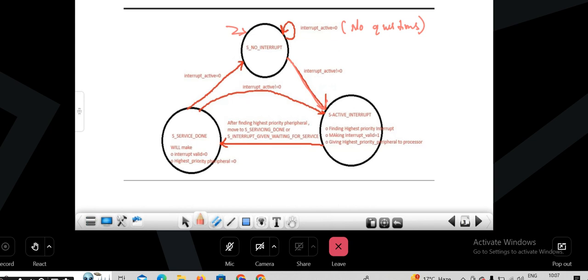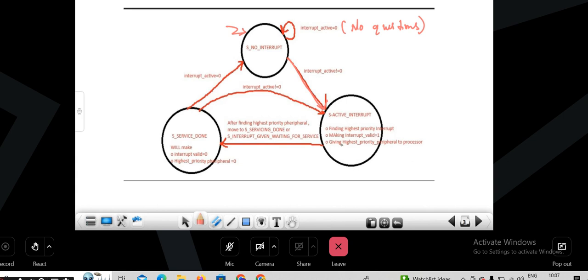For this state I can write service done, or I can write service. Correct? In this state, what will it make? Interrupt valid equal to 0, and highest priority peripheral equal to 0. What do these 2 points tell?